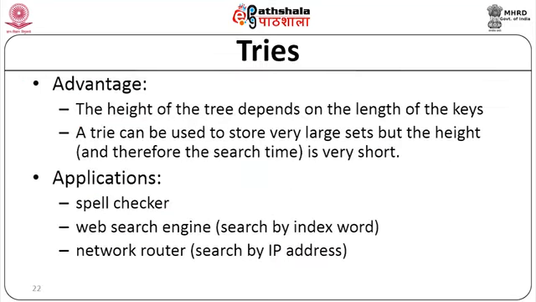Now, advantages: the height of the tree depends on the length of the keys, and a trie can be used to store a very large set, but the height and therefore the search time is very short. Applications include the spell checker and the web search engine. An example that is very relevant today is search by index word, and a network router where you want to search by IP address. As you can see, in all these three places trie is a very good data structure to use, especially since we can assume that a lot of words will have prefixes associated with them.